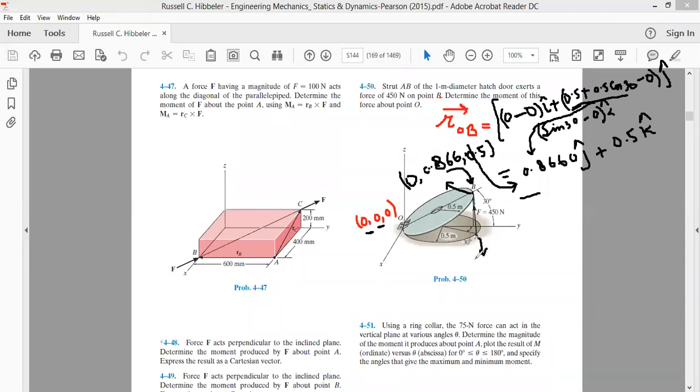Now, what are the x, y, and z coordinates of our point A? It's very easy now. The x coordinate of point A is how far point A is along the x-axis. This is the y-axis, this is our x-axis. The distance of point A from the y-axis is this much, the x coordinate of point A, which is equal to 0.5 sine 30.